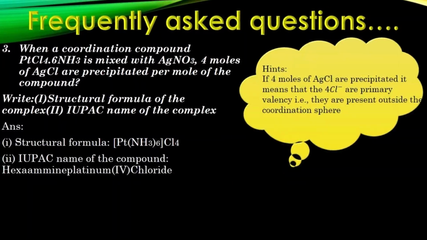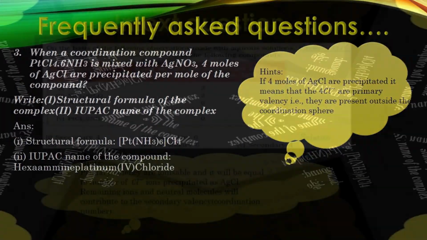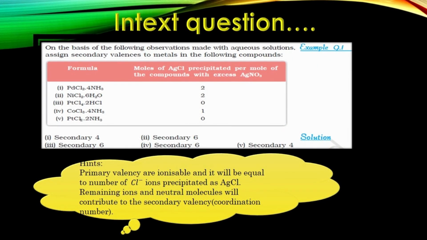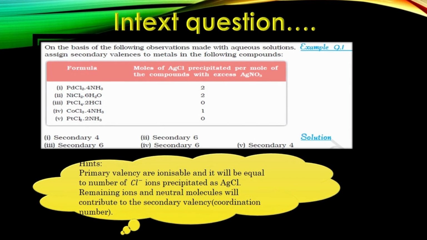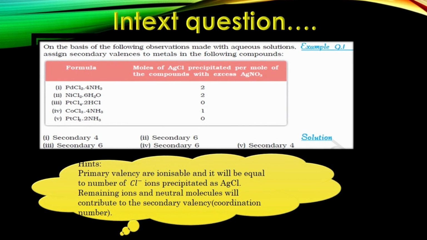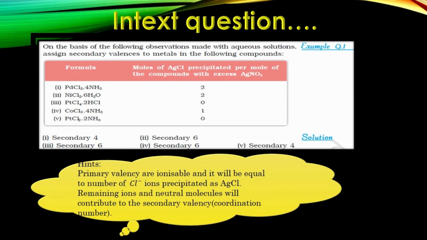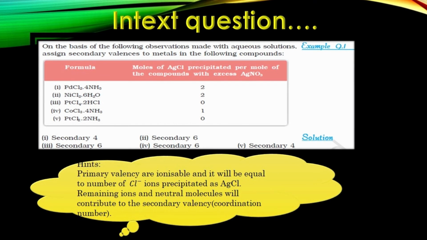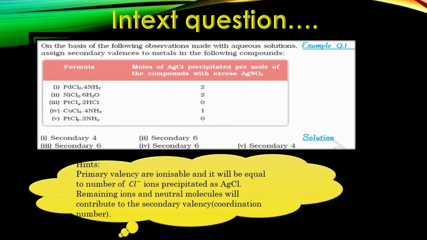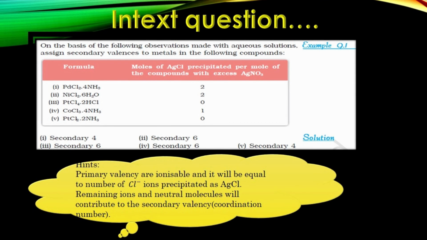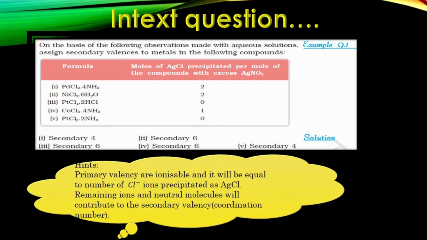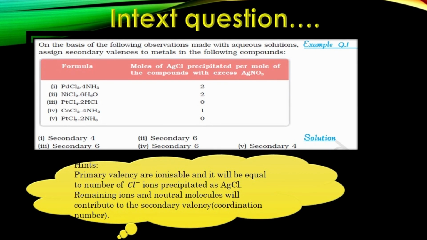Students, try to solve this third question on your own. This is the intext question given based on Werner's theory. If you take the first coordination compound, PdCl2·4NH3, it precipitates 2 moles of AgCl when this compound is treated with excess of silver nitrate, which means it has 2 ionizable Cl⁻ ions. So now you try to find out what are the molecules or ions which will be present within the square bracket and what are the ions which will be present outside the square bracket.